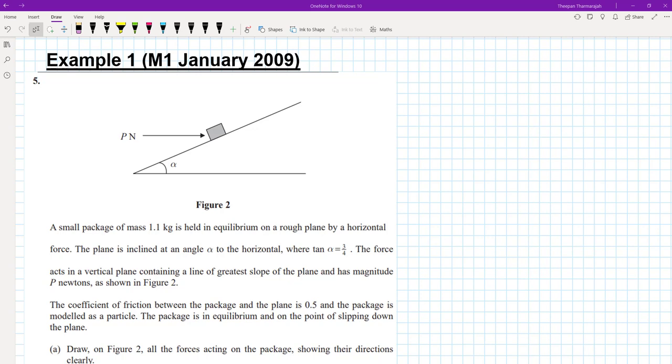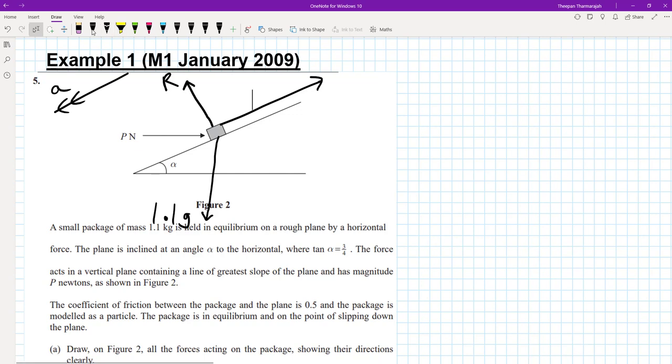Here's a question for you to try. You can pause the video and when you're done, I will go through my worked solution. Okay, welcome back. So in this question, we've got the weight acting down, which is 1.1 g. The normal reaction, because the particle's touching the plane, is R. And it's trying to slip down the slope. Direction of motion. So frictional force is opposing motion, so 0.5 R is acting this way.